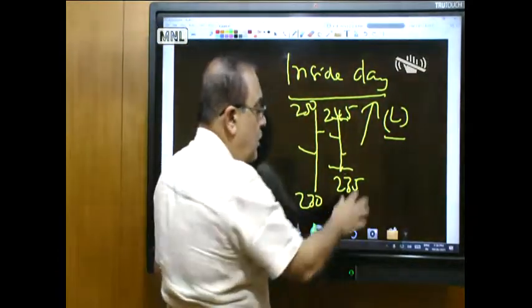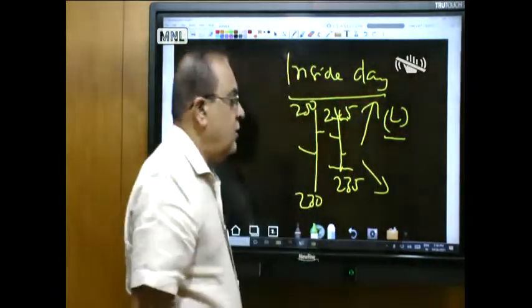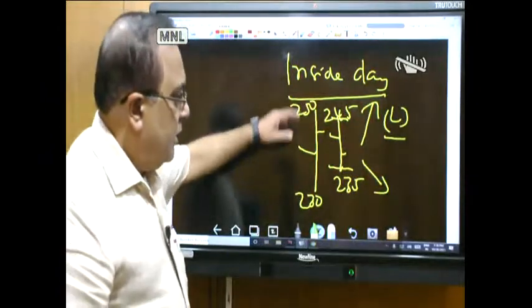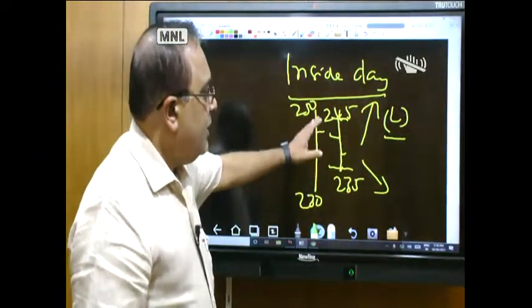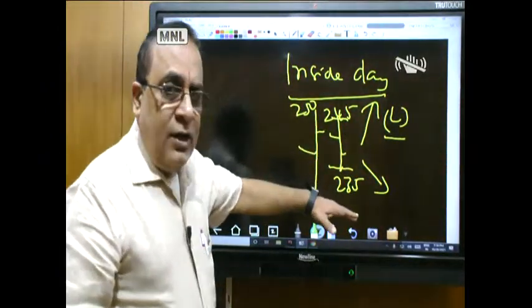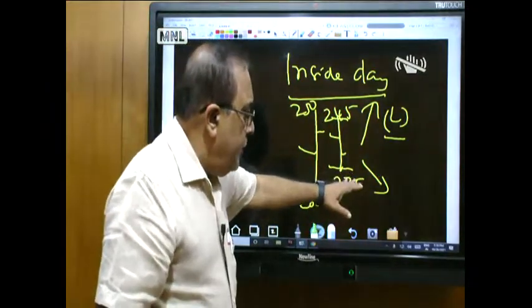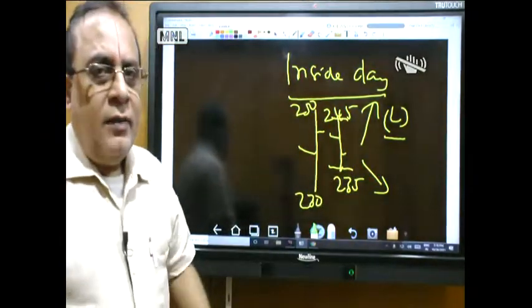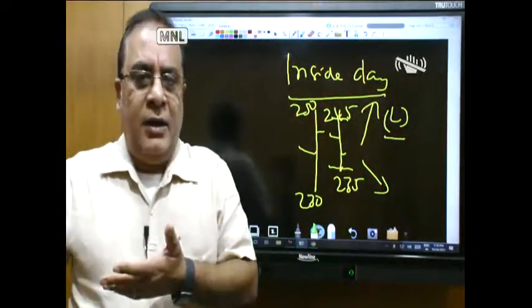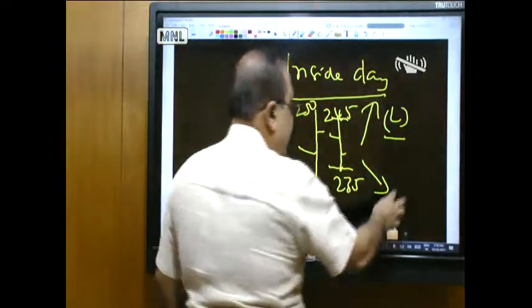Similarly, if the inside day low is broken, that means there's a continuation of the trend, because in a falling market, probably in one day it just went up, and the next day it was an inside day formation. So if it is going to break below the low of the inside day, then it is considered a continuation pattern, and in that case a short formation is taken.